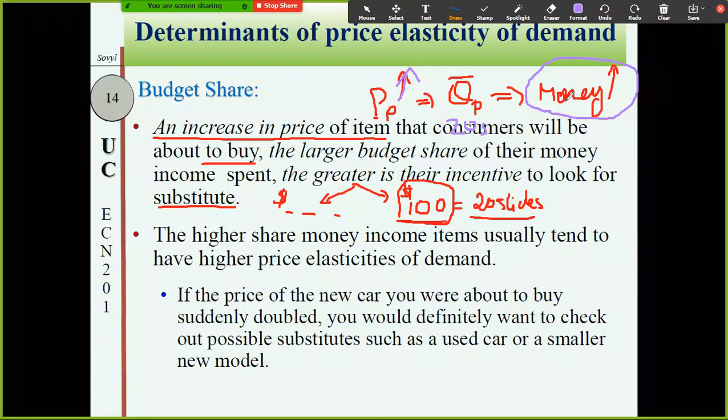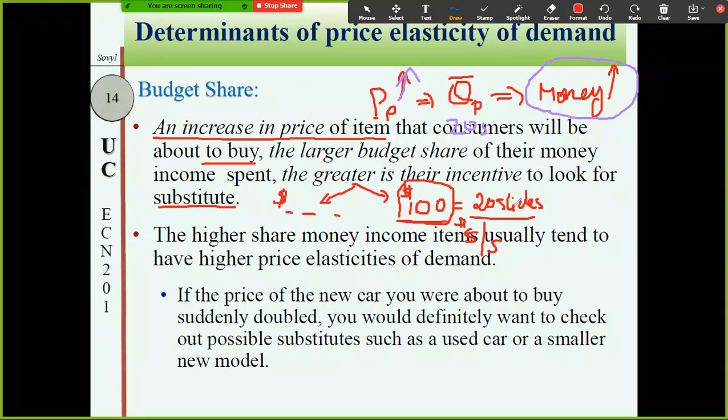Okay. So how much is the price here? How much in terms of price? $5, right? $5 per slice. That's why when the price of pizza is $5 per slice, this family can buy 20 slices by spending $100. When they eat 20 slices, they are very full and they are happy.